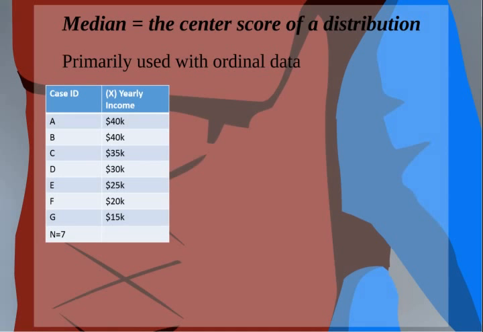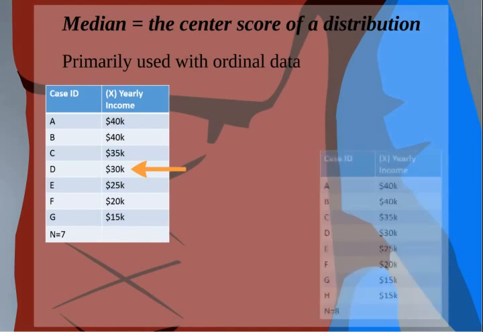So what do we do here? Let's say we have 7 different people, and we get their yearly income, from $40,000 ranging all the way down to $15,000. We literally take the exact middle score. It's not the difference between 40,000 and 50,000; it is literally the middle score. In this case, the score right in the middle, or the 4th score out of 7, is $30,000. So we would say the median score for this distribution of scores is $30,000.